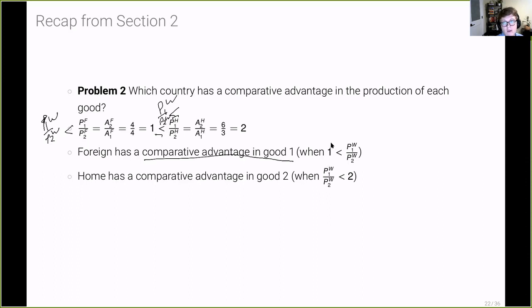So it's only when foreign opens up to trade and the world price is greater than 1, as it would be here if we only opened up to trade with 2 countries, that foreign would actually produce good one and fully specialize in it. And likewise, we can say the same thing for home. With two countries, whenever one country has a comparative advantage in one good, the other country has the comparative advantage in the other good. And so, just by process of elimination, we can say that home has a comparative advantage in good two. And a similar logic applies here: if home opens up to trade, it'll only have a comparative advantage in good two when the relative price of good one is less than two.